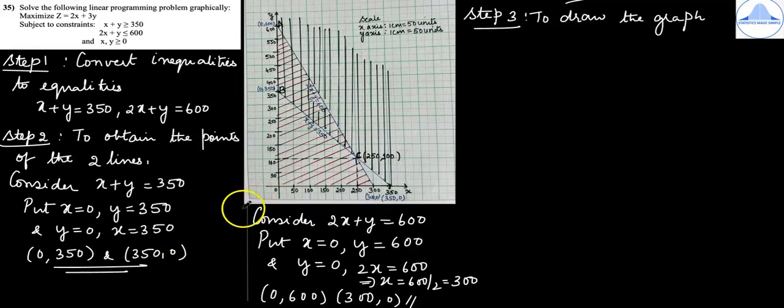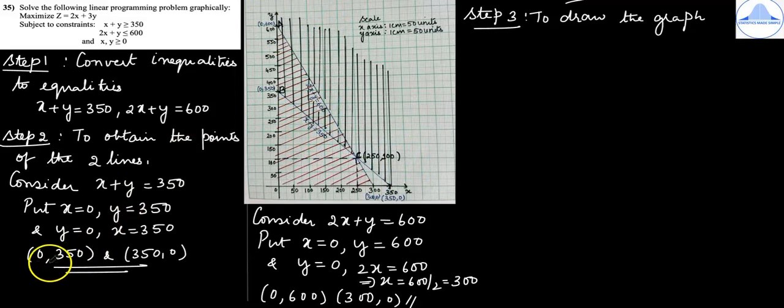So now on the x-axis, I have taken the scale as 1 centimeter is equal to 50 units, and on the y-axis also I have taken 1 centimeter is equal to 50 units. So on the x-axis I have marked from 0 to 350, and on the y-axis I have marked from 0 to 600. So 350 is the largest x value and 600 is the largest y value.